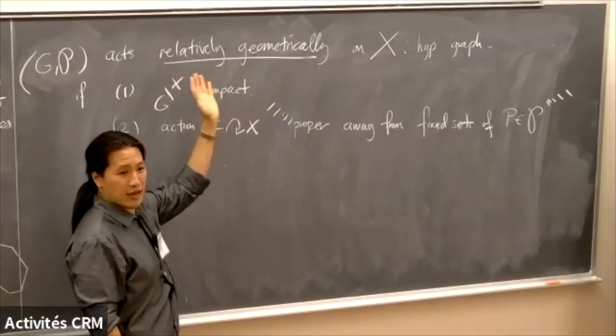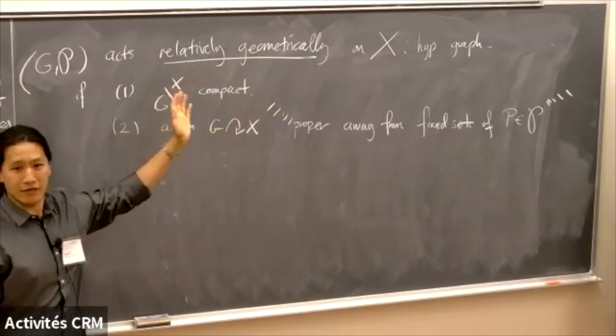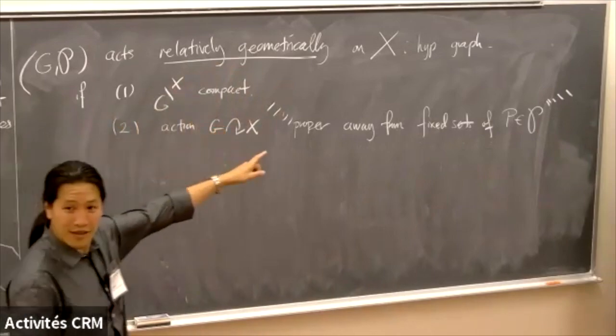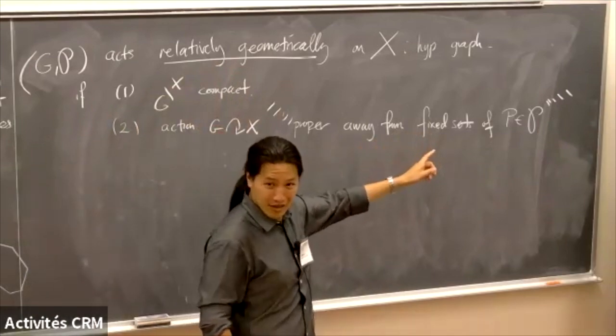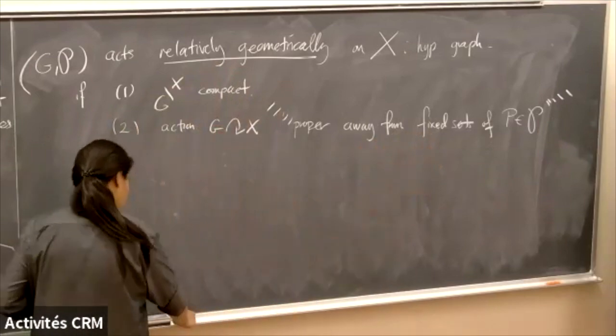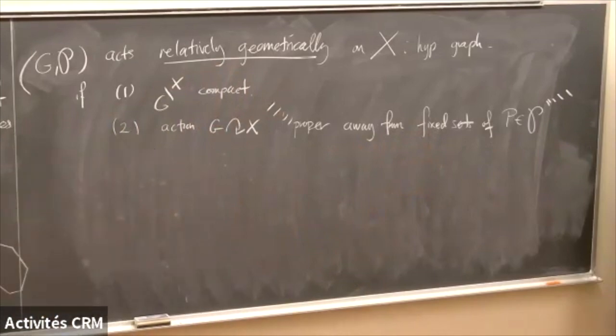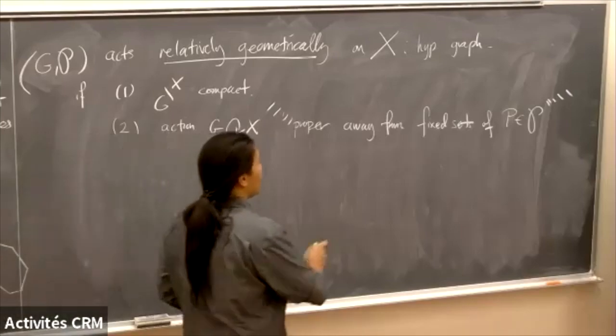Relatively cubulated means that you act relatively geometrically on a CAT(0) cube complex. Fixed set. Bounded orbit. An actual proper action will satisfy you both, but I don't want that yet.